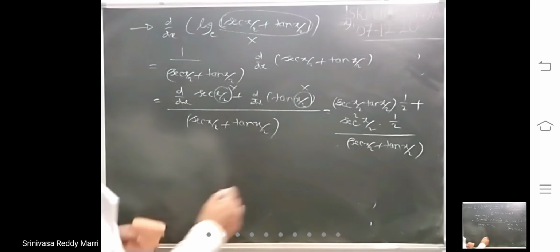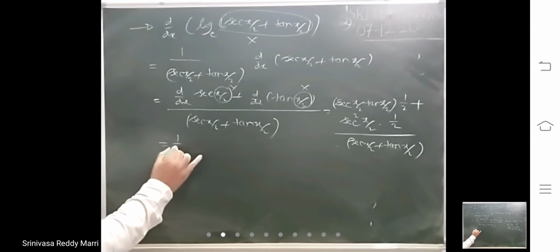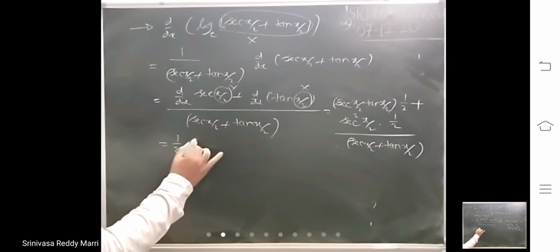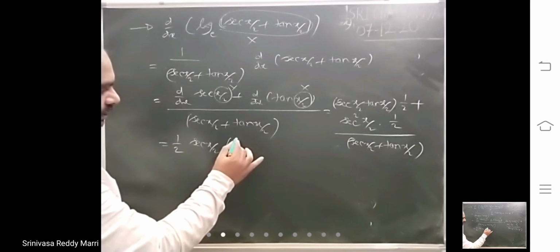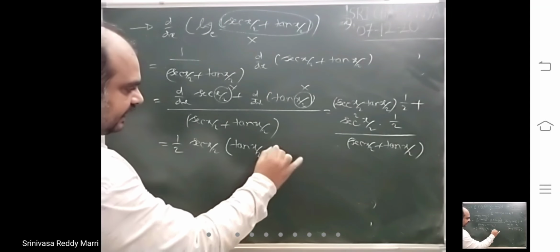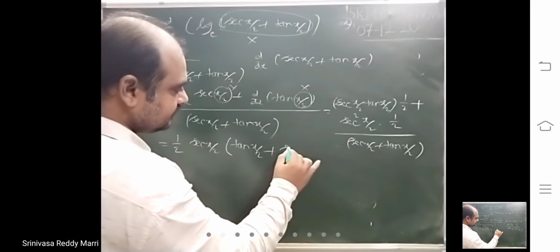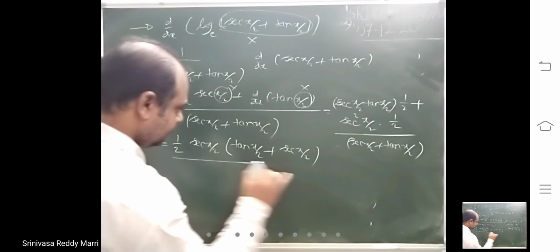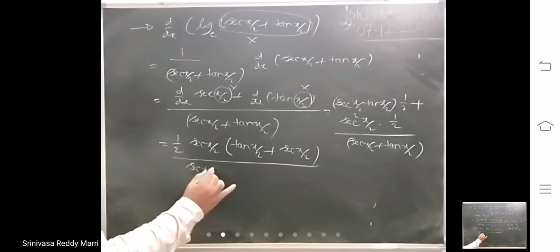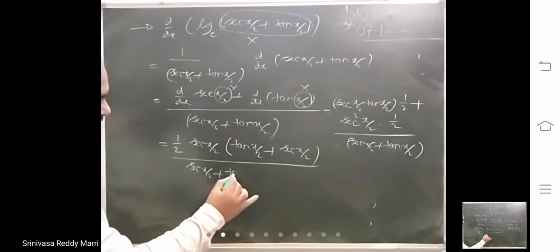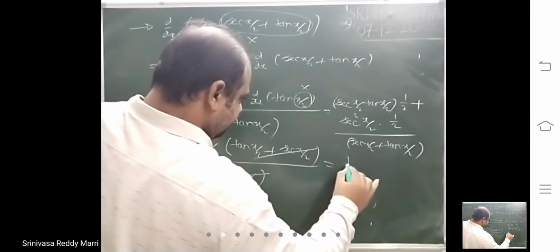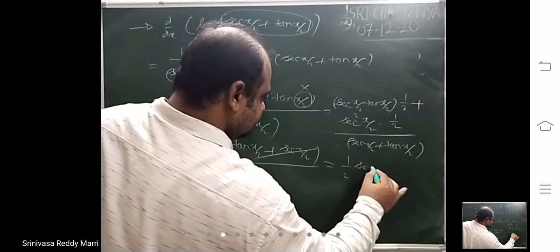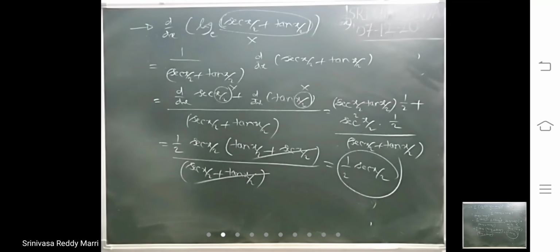So that means from these two, if you take 1 by 2 secant x by 2 common, you will get tan x by 2 plus secant x by 2, divided by secant x by 2 plus tan x by 2, so this is cancelled. That means what is the answer? Final answer. You will get the simplified answer, 1 by 2 into secant x by 2. That is the final answer.